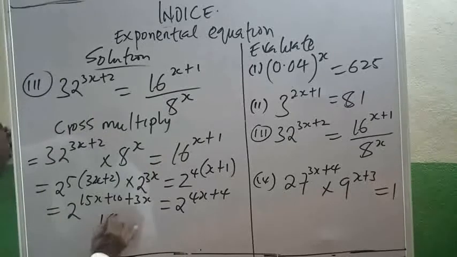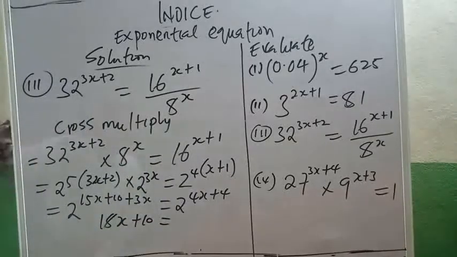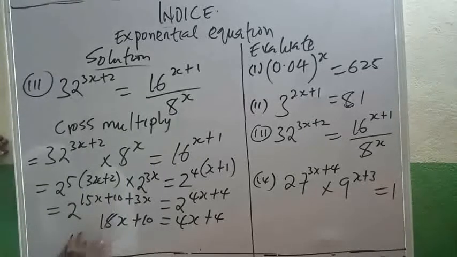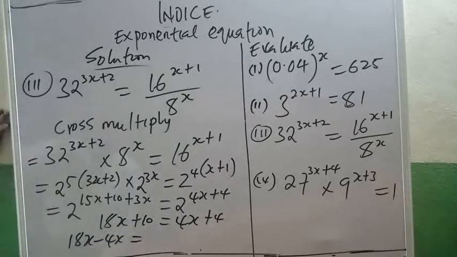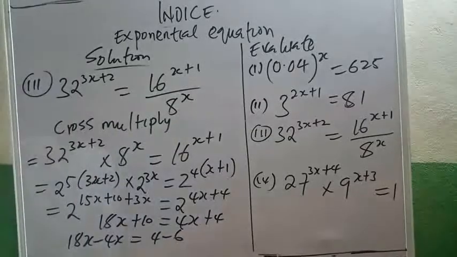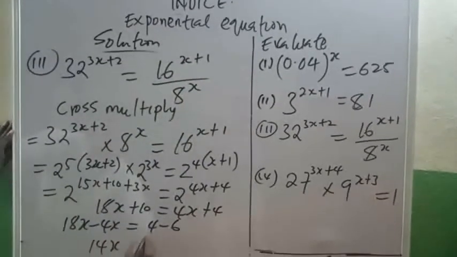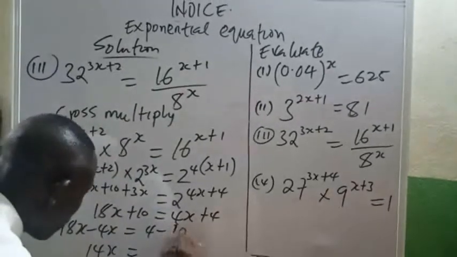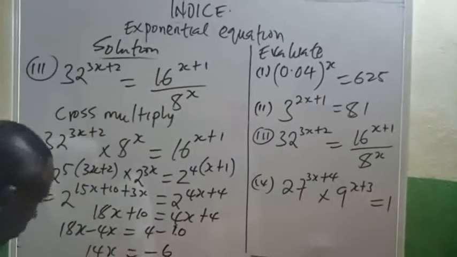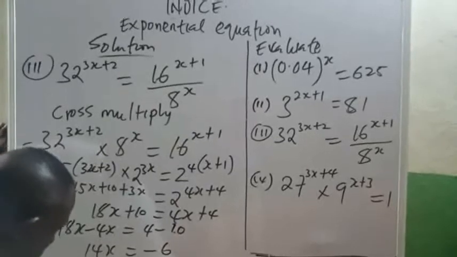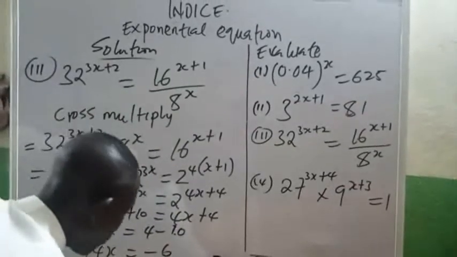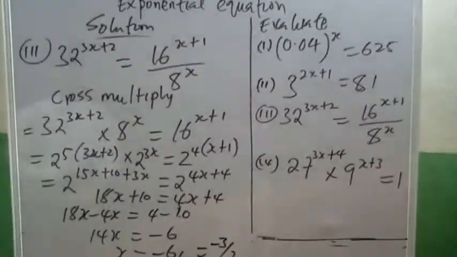3x plus this, this is 18x plus 10 is equal to 4x plus 4. And by collecting like terms, I bring 18x minus 4x will be equal to 4 minus 10. So this will give you 14x is equal to minus 6, and x is equal to minus 6 over 14, which is minus 3 over 7.